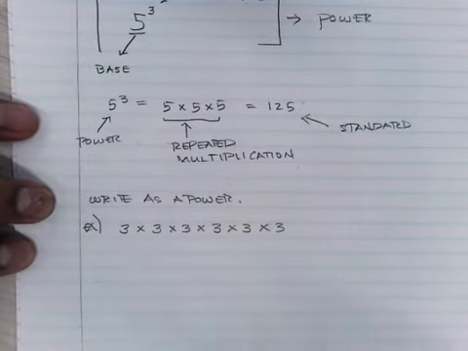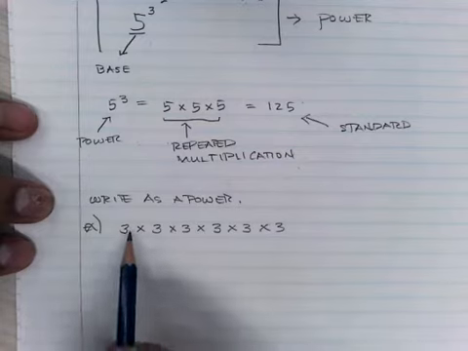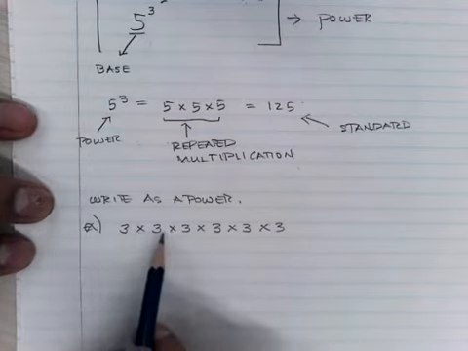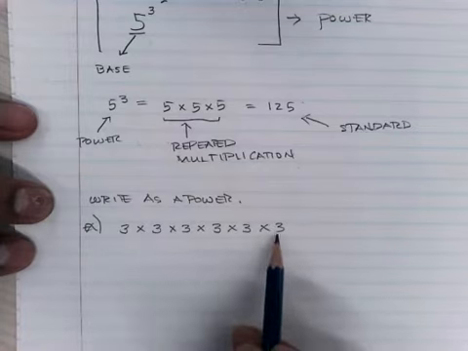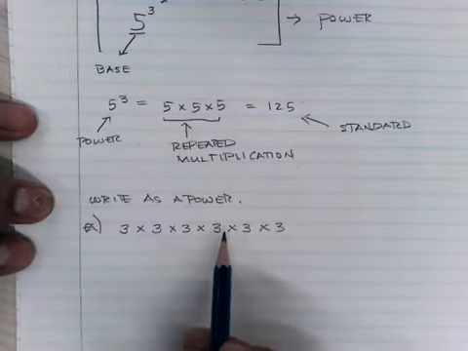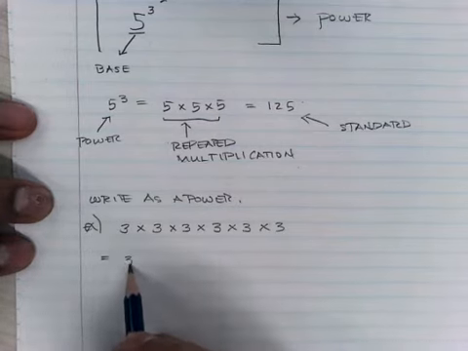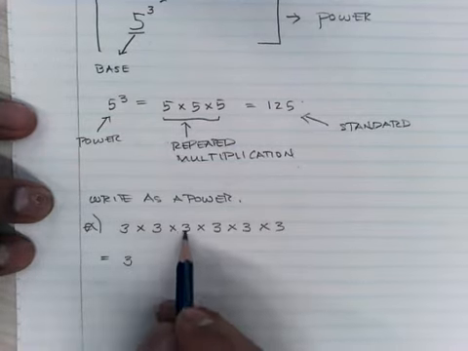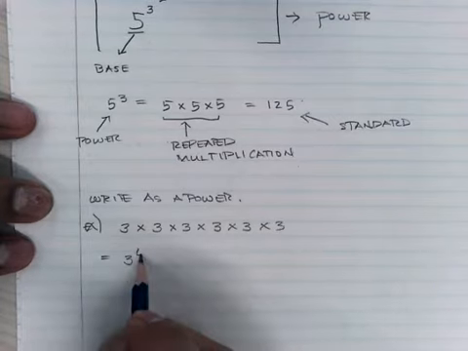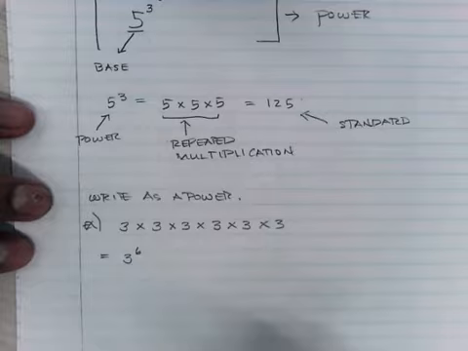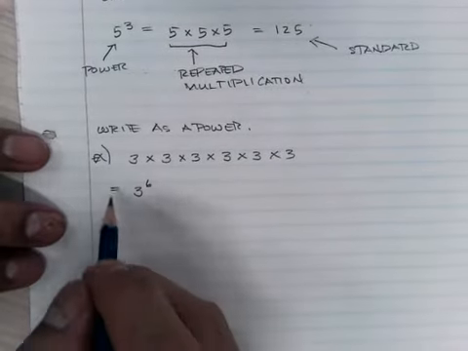Well, you have 1, 2, 3, 4, 5, 6 factors of 3 that are being multiplied. So you want to write this as a power. The 3 is going to be your base, and the exponent is how many of these factors you actually have, which is 6. So that's easy, hopefully.